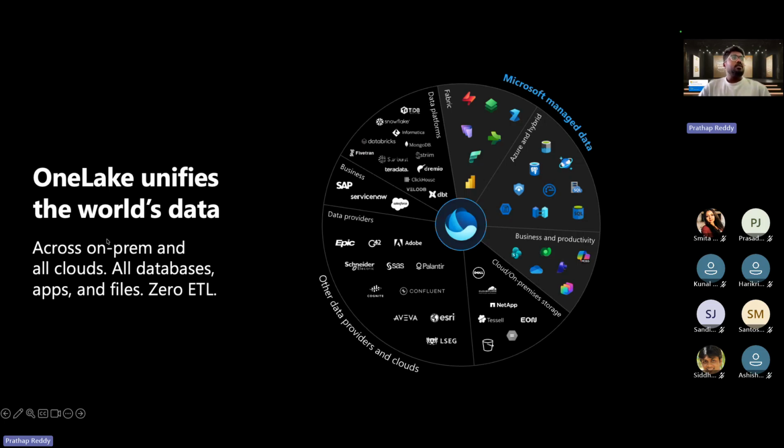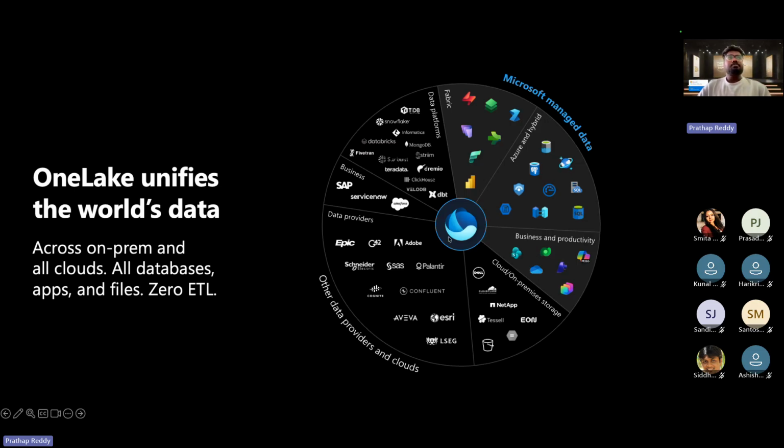So across on-prem and all the clouds, we have the data coming in. So this data we can use with the help of OneLake. Now, this OneLake, again, we have cloud and on-prem storage, from Dell, where we have data stored in cloud and on-prem. So we can utilize this with the help of OneLake as well. And business and productivity: we have the business and productivity services like M365, Copilot Studio, Foundry, SharePoint, and Dataverse. These are the major business and productivity things. And Azure and hybrid: we have Azure and hybrid managed entity data, so we can use it for this OneLake data.